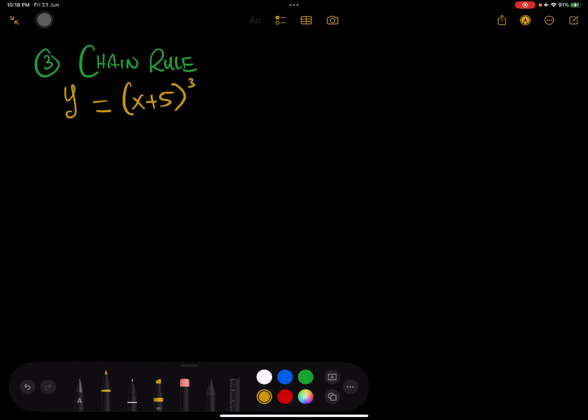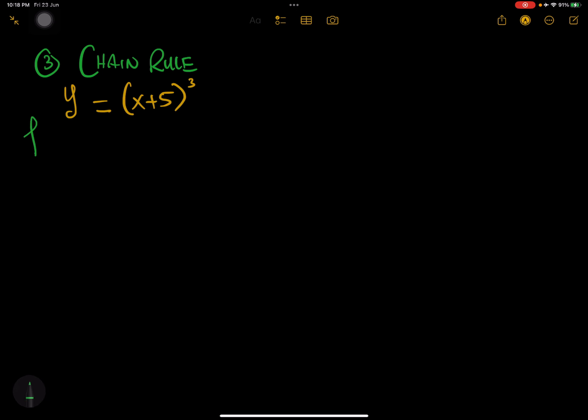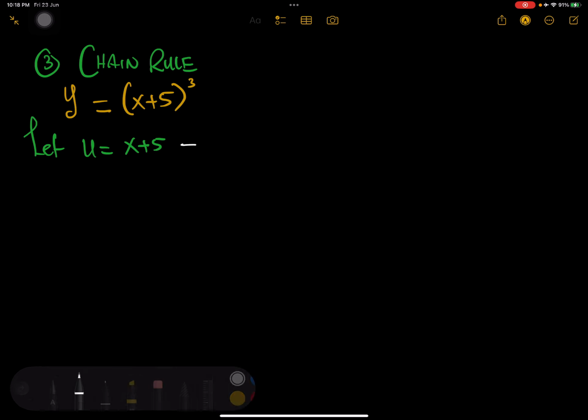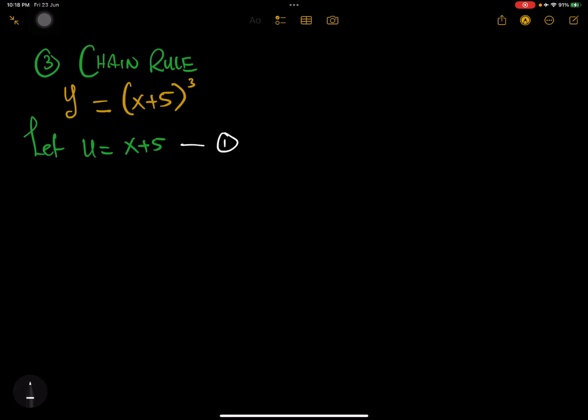Now, the first thing we can do is to say we will let u represent the x plus 5 without the exponent. And that should be equation 1. Let's name that thing equation 1. And then we are going to differentiate this equation 1.